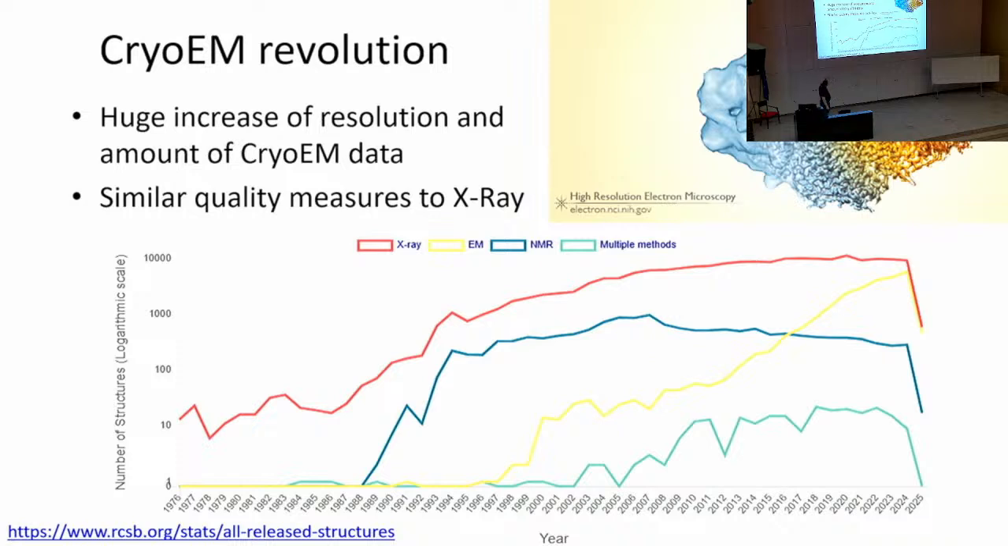NMR was giving only 1,000, and actually it's not much better. And its usage is actually less and less.